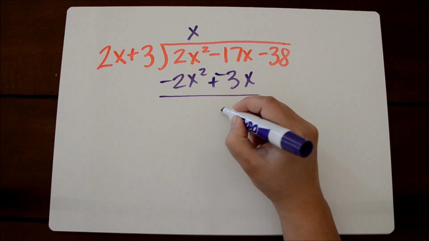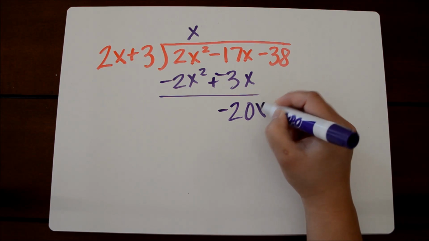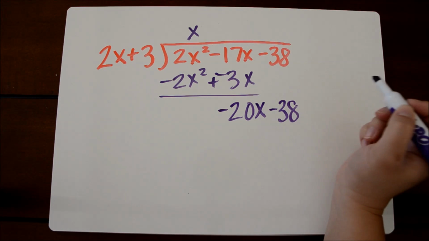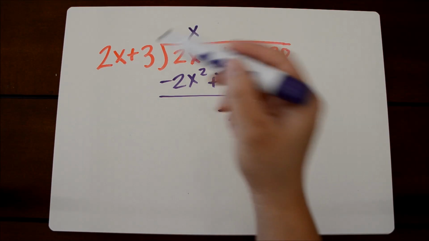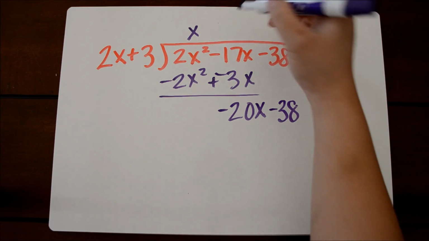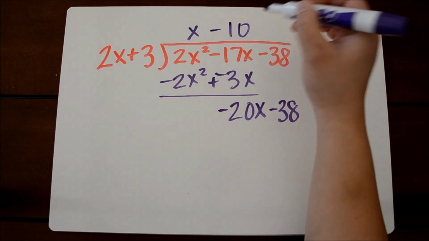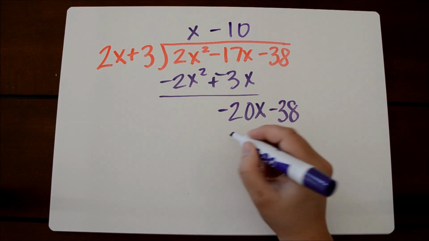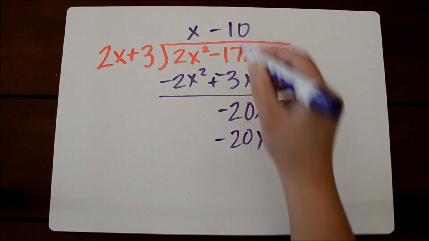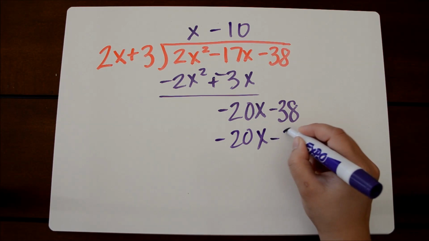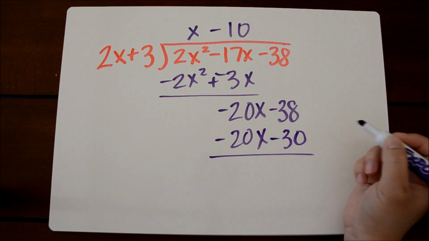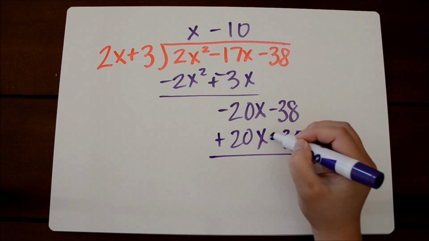Here we'll get negative 20x, bring down the negative 38, and then ask ourselves 2x times what is negative 20x, which is negative 10. And then now multiply negative 10 times 2x is negative 20x. Negative 10 times 3 is negative 30. And then when we subtract this expression, we're going to change both signs.